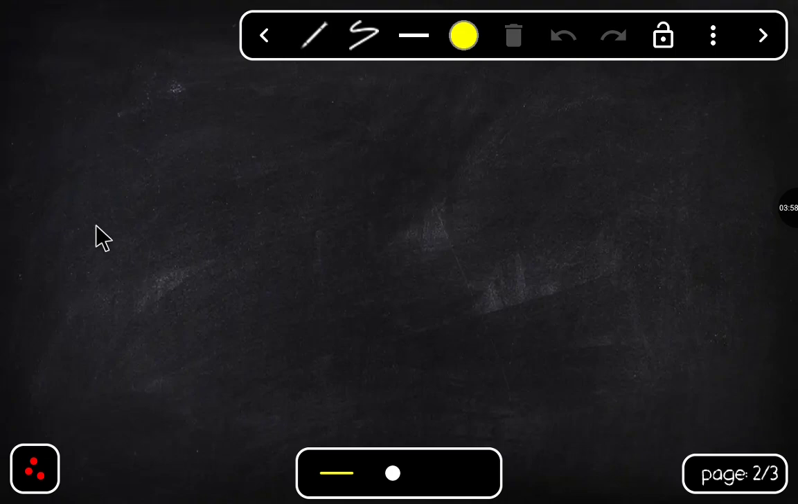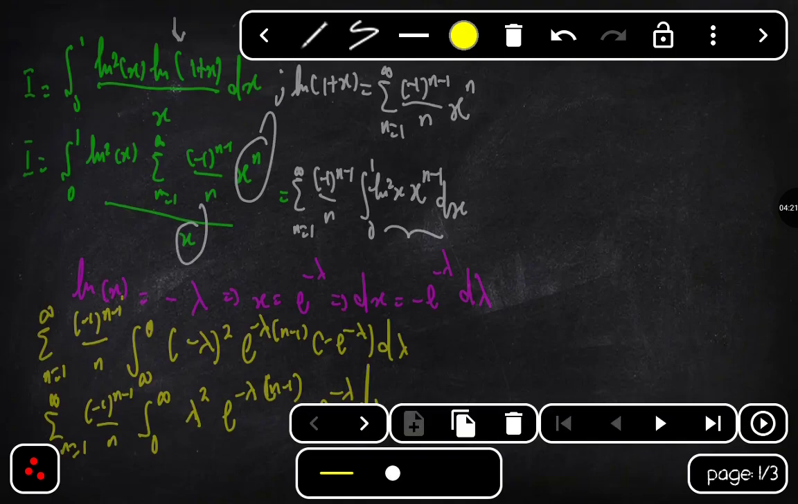This is going to give us the sum of n from 1 to infinity of (-1)^(n-1) over n, then the integral from 0 to infinity of e raised to the power of minus lambda n, then multiply by lambda squared d lambda. Okay, how do we get that?